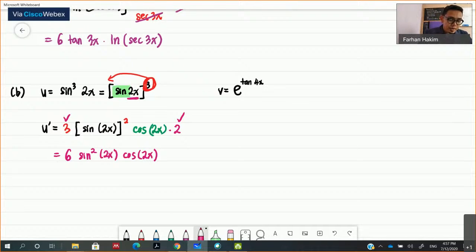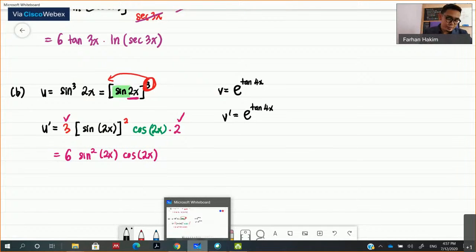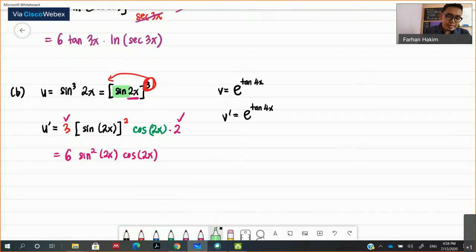All right. So we'll have something like v prime is actually e to the power of tangent 4x. But we are not done yet because we have to differentiate the tangent 4x. So we have to differentiate tangent. We know that differentiating tangent will give us secant square, secant square of x. Differentiating tangent will give a secant square of the 4x because this is 4x, not x. All right, so secant square of 4x.